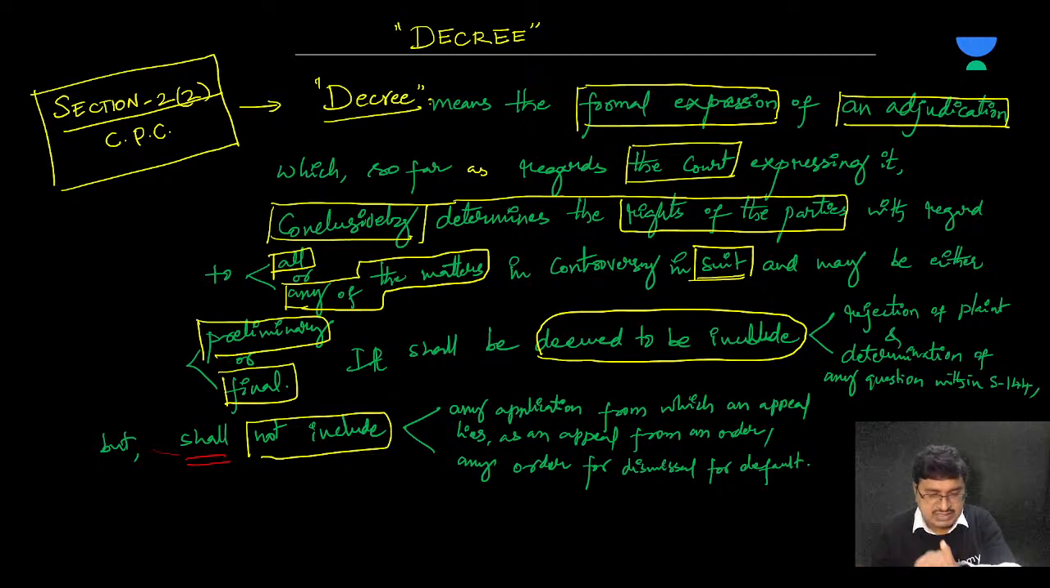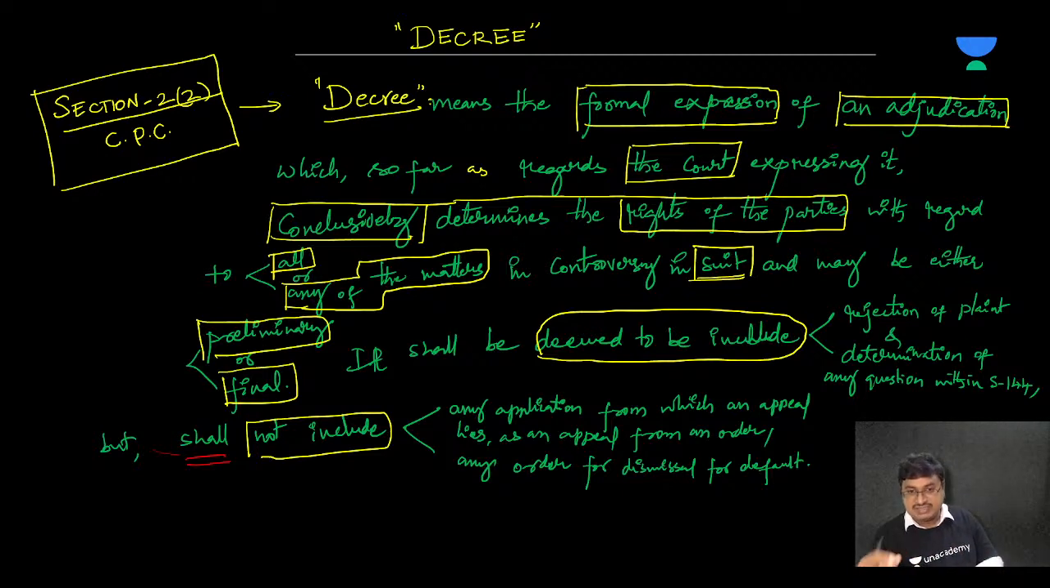Okay, the basic part or the basic definition is that decree means the formal expression of an adjudication which, so far as regards the court expressing it, conclusively determines the rights of the parties with regard to all or any of the matters in controversy in suit. Okay, this is the basic definition. Then there is an inclusive definition. Here the definition itself comprises this inclusive definition. It shall be deemed to include rejection of plaint and determination of any question within section 144 CPC. It is the inclusive definition.